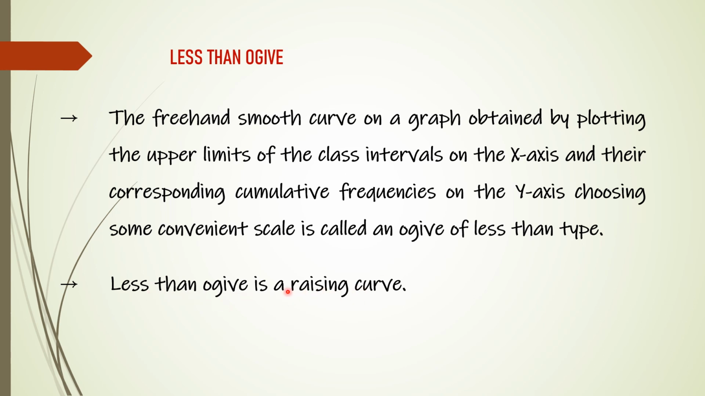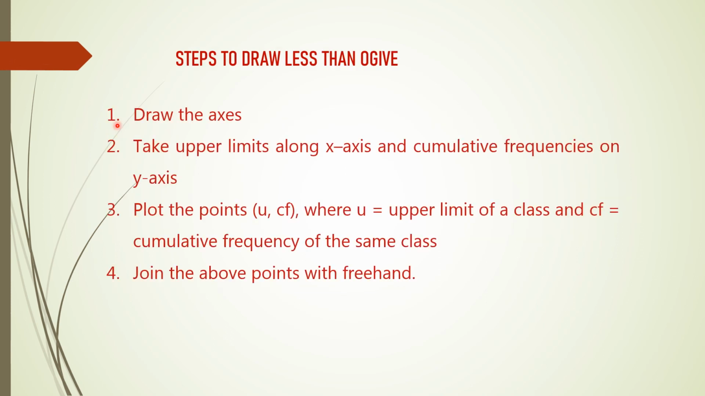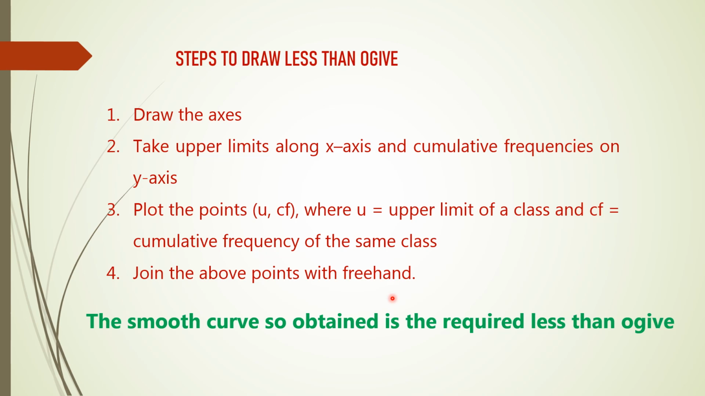Just now we have seen in the previous example that it is a rising curve. Steps to draw a less than OGIVE: Draw the axes. You take upper limits along the x-axis and cumulative frequencies on the y-axis. Plot the points. The points are of the form (u, cf). Here u is the upper limit of a class and cf is the cumulative frequency of the same class. Join these points with freehand. The smooth curve so obtained is the required less than OGIVE.